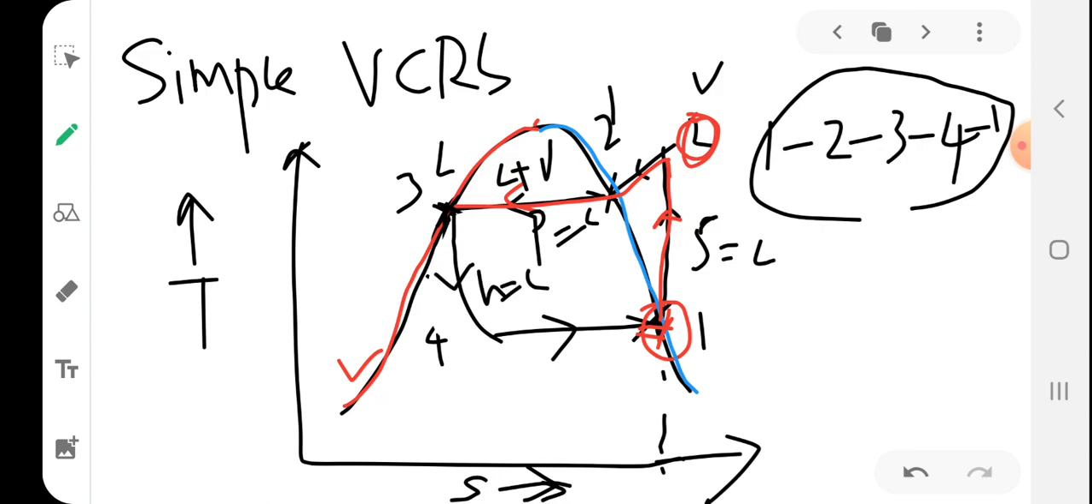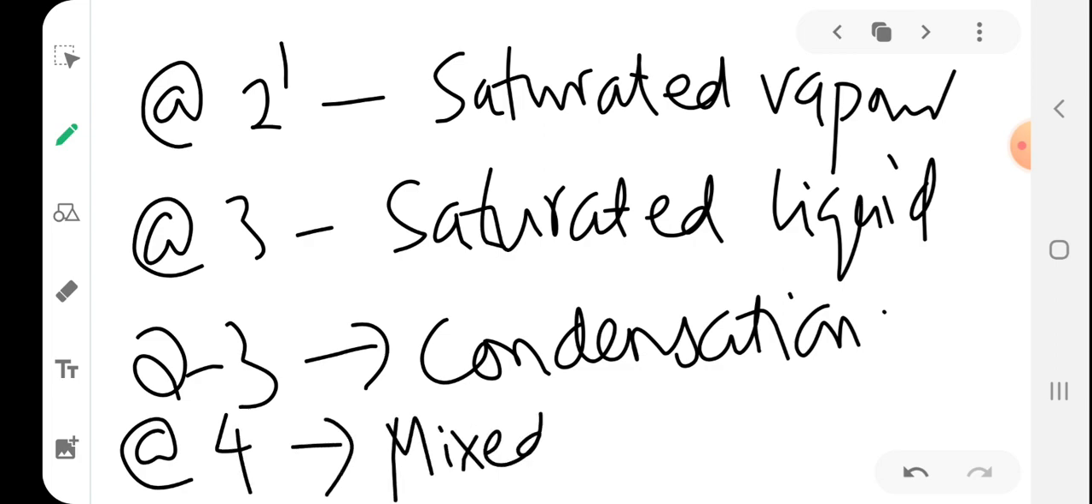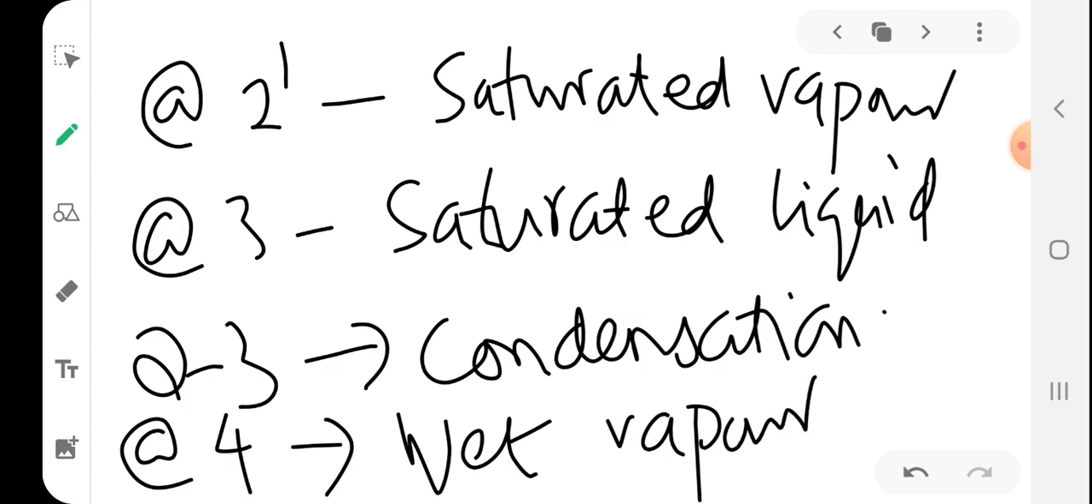In a TS diagram, constant H lines are somewhat curvy. Since this is expansion, its arrow is downwards. So 3 to 4 is an isenthalpic expansion process. At 4, what is the state? It is a mixed vapor, a wet condition. This is not dry, not saturated vapor, not saturated liquid. It is a mixture of liquid and vapor. Since it is present inside the dome, it is a mixture.